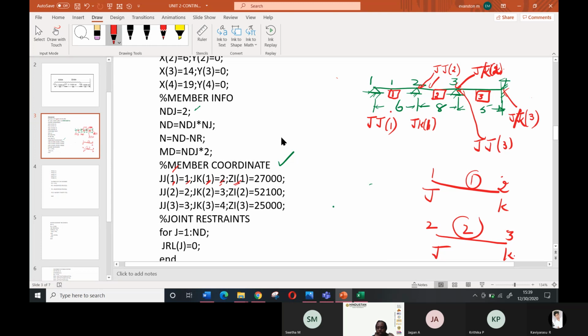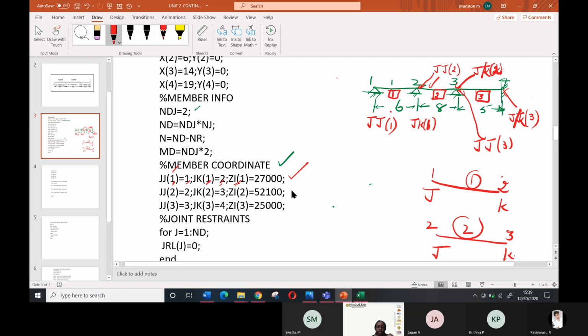What is the moment of inertia of the first member? What is given in the question? Can you tell me? 27,000 kilonewton meter square. That's the first member. So this is the information about the first member. That is how it is being connected. First member is connected with joint 1 and 2.